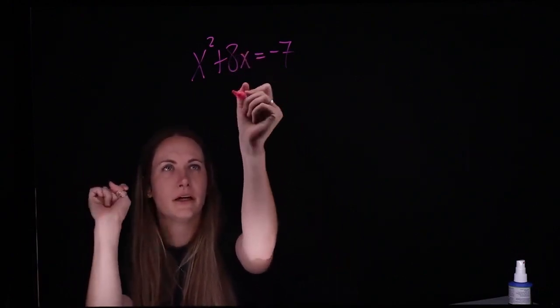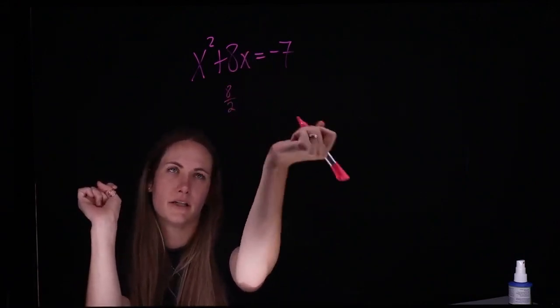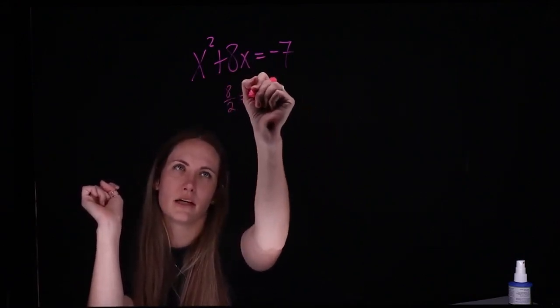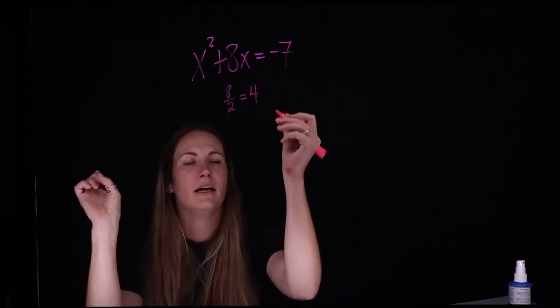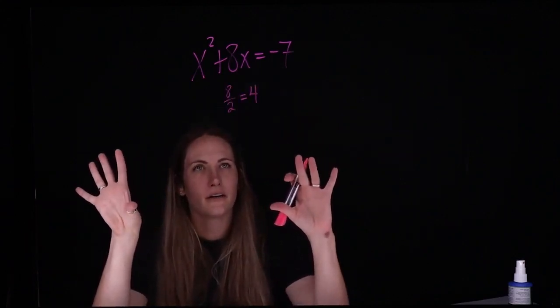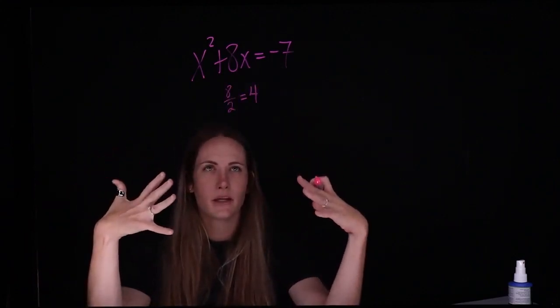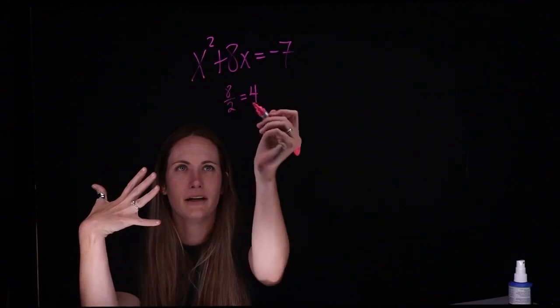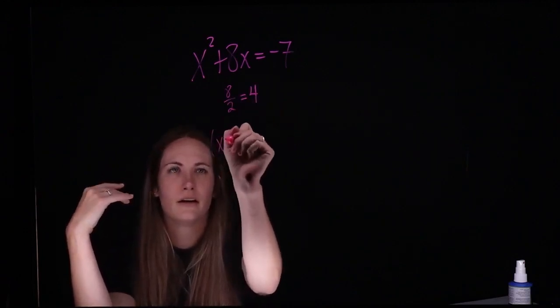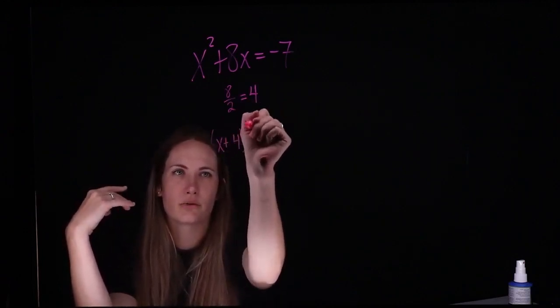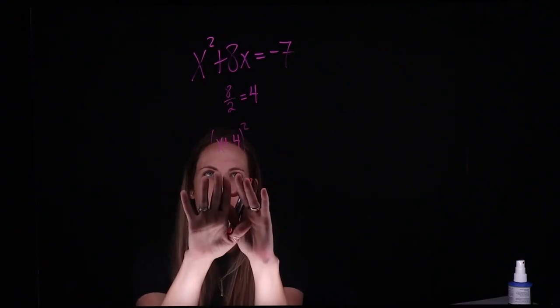So if we were to complete the square with this problem, we take our middle term, our b here, and we divide it by 2. So 8 divided by 2 is going to give us 4. And then whatever is there, we're going to have to square that, because we're going to change this side right here to x plus 4 squared. We completed this square right here.